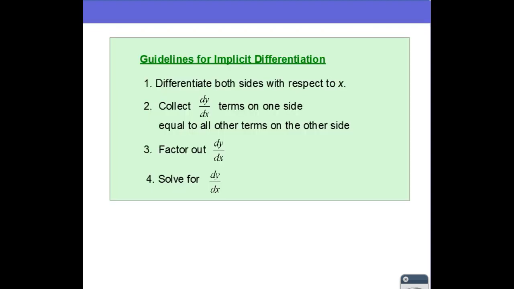Now they give us some guidelines for implicit differentiation. So first we want to differentiate both sides with respect to x. We want to make sure that we do isolate dy dx. So just like we've used to solve for y in an equation, now we're going to solve for dy dx. We'll factor this out and then finally solve for it.